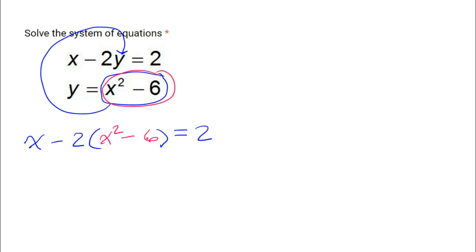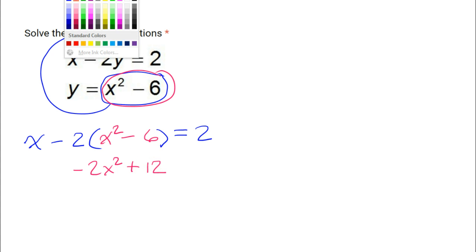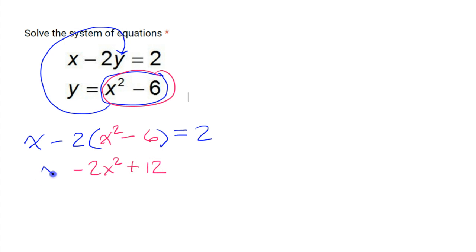Like that. Now be careful to distribute this negative 2. The negative goes with it. So negative 2 times x squared, that's negative 2x squared. Negative 2 times negative 6 is positive 12. Be careful to put a positive 12 on it. Now I'm just going to bring down the x and the equals 2.